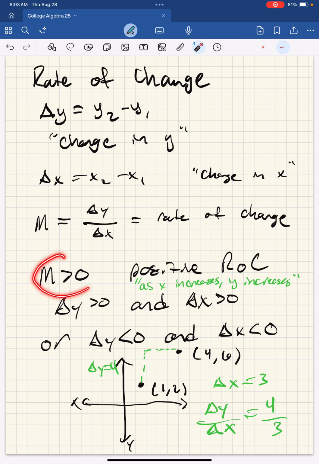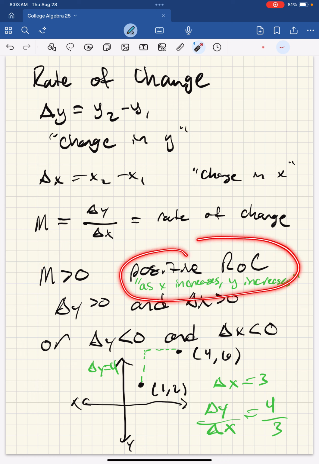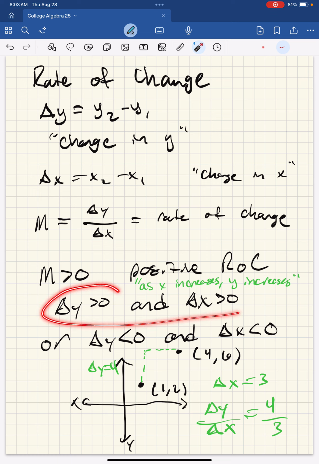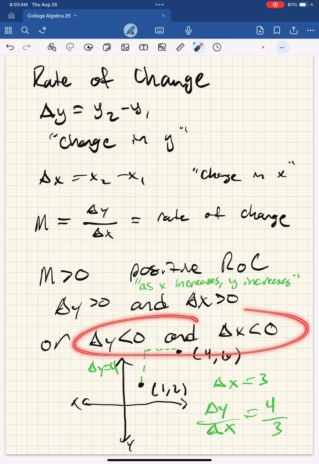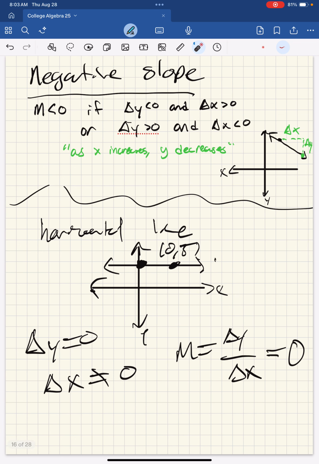So if m is greater than 0, that means we have a positive rate of change, which tells us as x increases, y increases. So as we move to the right, y moves up. And that can occur if delta y and delta x are both positive, or delta y and delta x are both negative. So negative slope would mean delta y and delta x have opposite signs, and as x increases, y decreases.